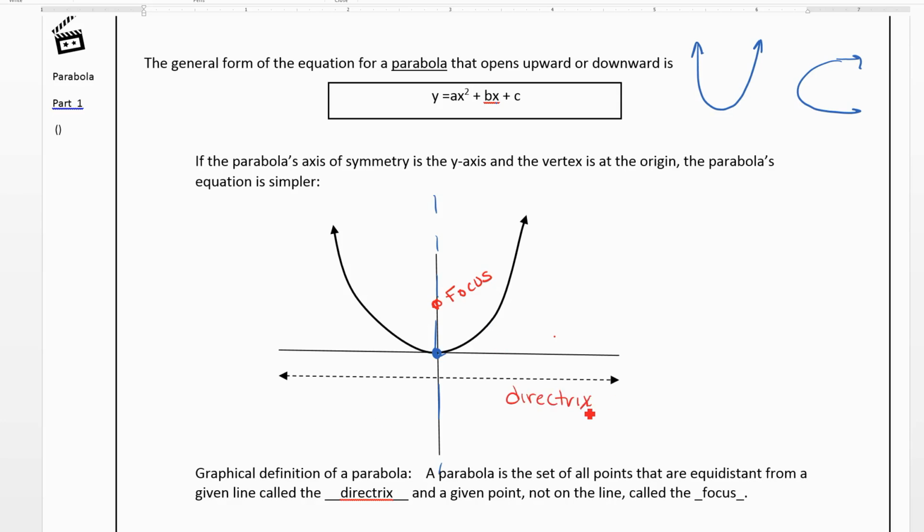So the definition of a parabola: a parabola is the set of all points that are equidistant from a given line called the directrix and a given point not on the line called the focus. So what we're saying here is if you take any point on the parabola and you find the distance to the focus and the distance to the directrix, that is the same. So those two green lines would be the same length.